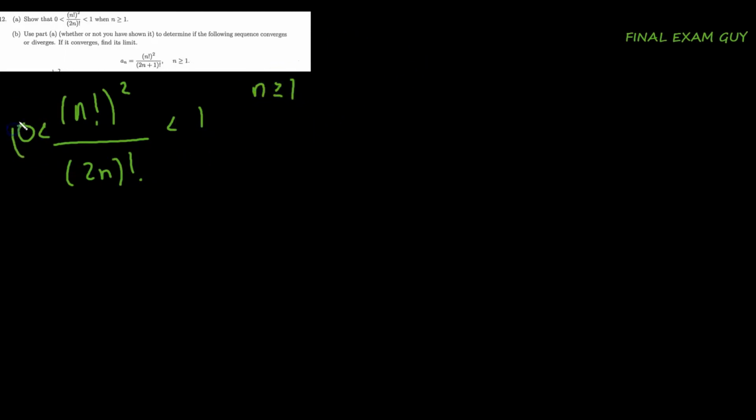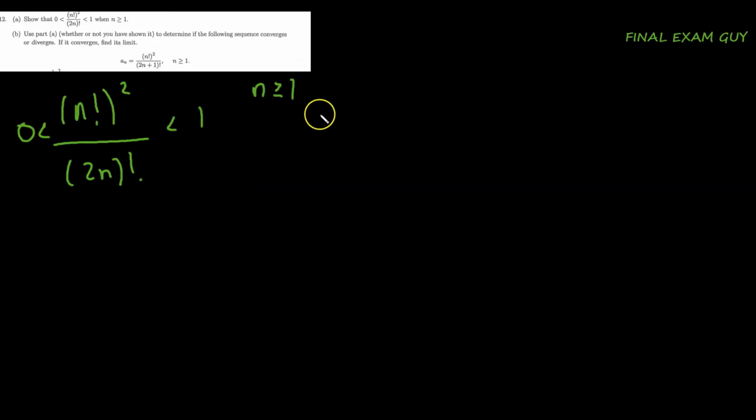Alright guys, so the next question, part A, says to show that the sequence is between 0 and 1 when n is greater than or equal to 1. So the sequence is n factorial squared over 2n factorial, and we're saying it's between these bounds. Automatically this is true, 100%, this is 0, because factorials have to be over 0 or positive no matter what. So we just gotta prove that it's less than 1.